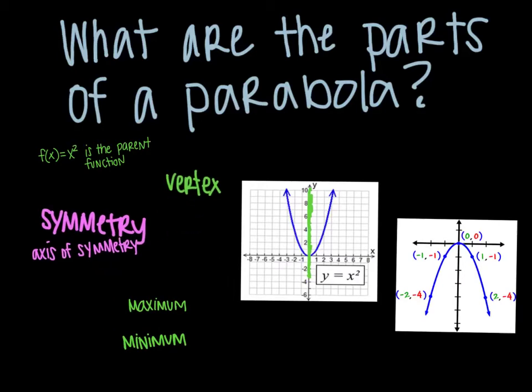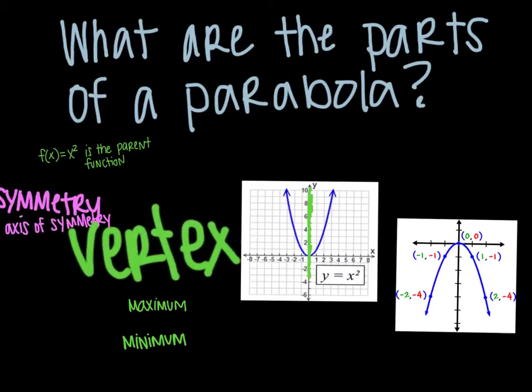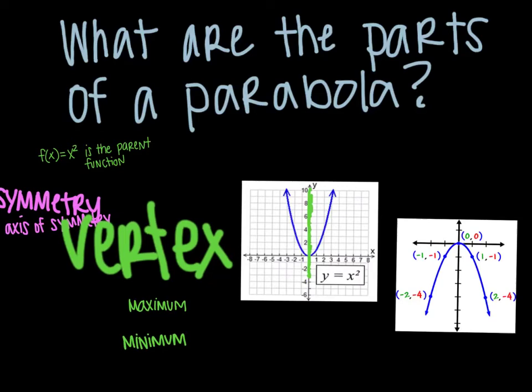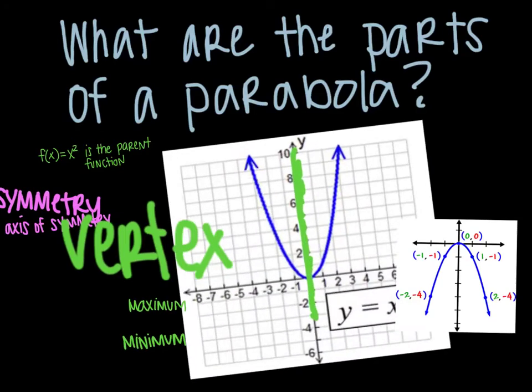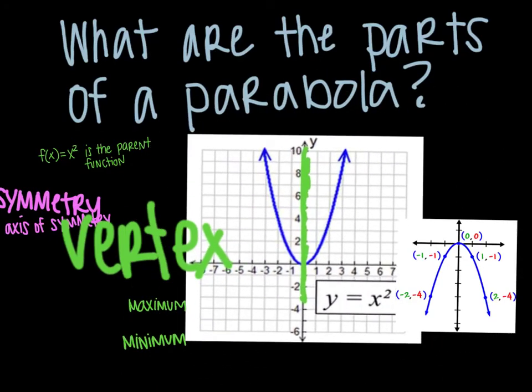The next important piece that you need to know is called a vertex. A vertex is the point in your graph where it's stopping, or the starting point. Right here is that point, and notice that is right where your symmetry kicks in, and that will always happen. The vertex will either be what's called a minimum or a maximum. If it's the lowest point on the graph, it's called a minimum. If it's the highest point, it's called the maximum.